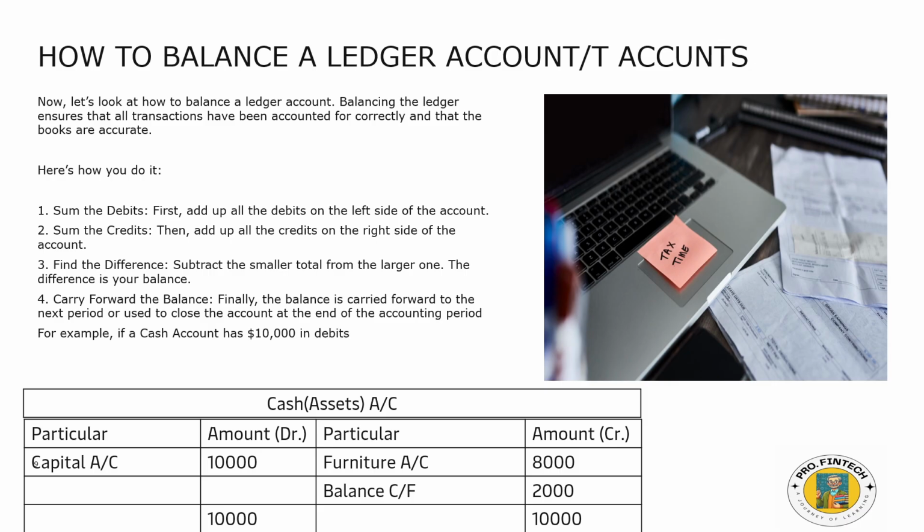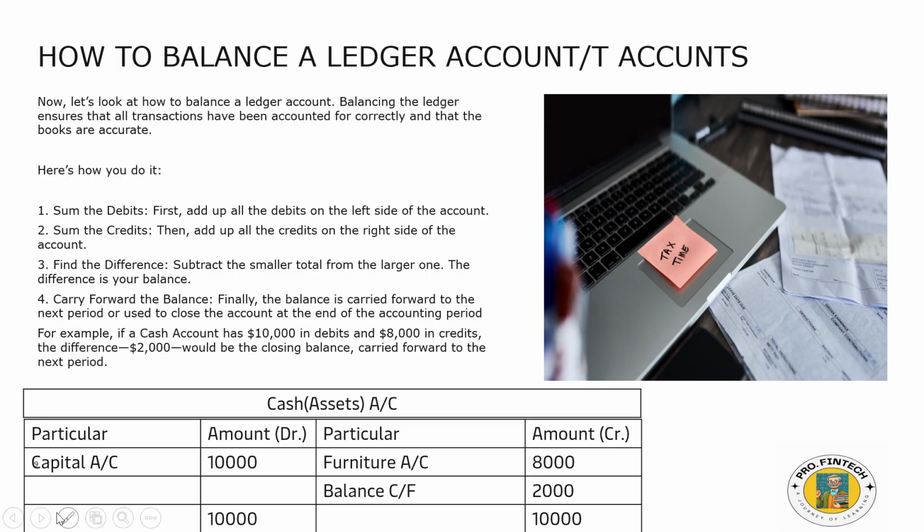Carry forward the balance. Finally, the balance is carried forward to the next period or used to close the account at the end of the accounting period. For example, if a cash account has $10,000 in debit and $8,000 in credit, the difference of $2,000 would be the closing balance carried forward to the next period.